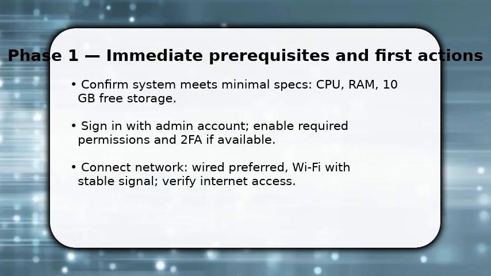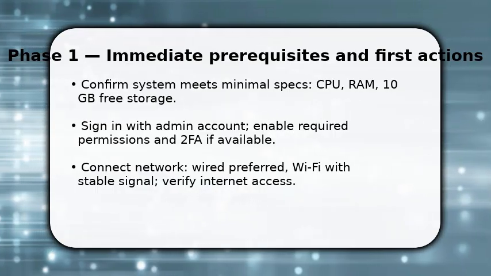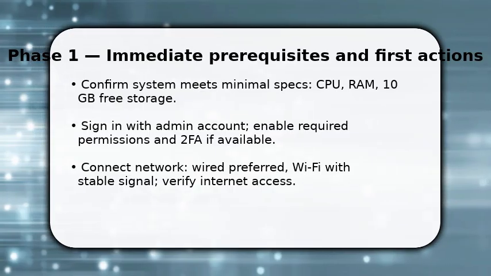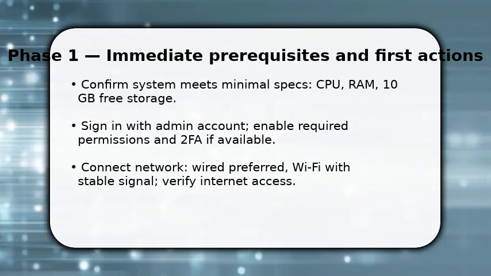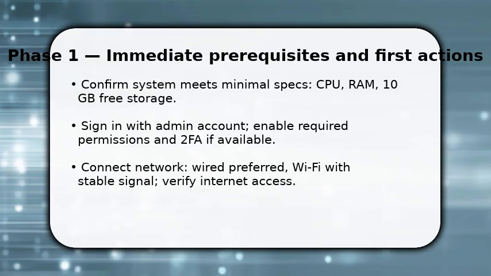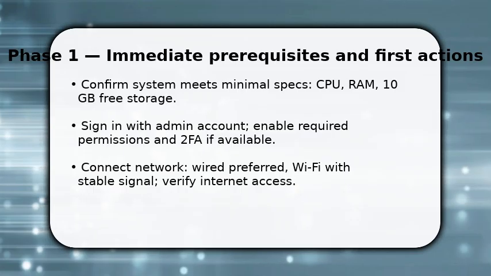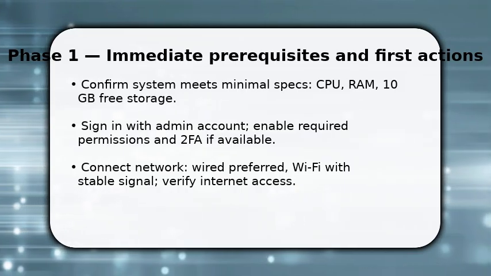You start by checking essentials because skipping them wastes time later. Verify the machine meets CPU, RAM, and 10 GB free storage. Use admin credentials and enable 2FA for security. Once connected to a stable network, choose wired if possible, then open the system console.